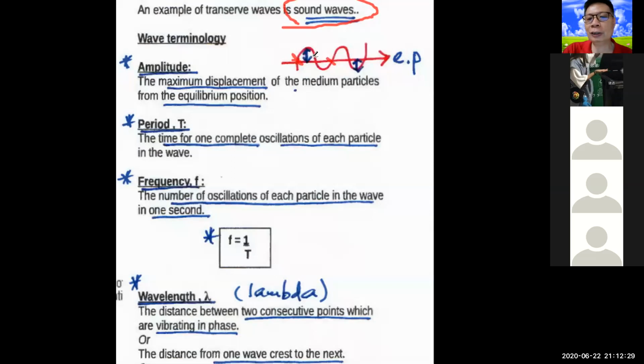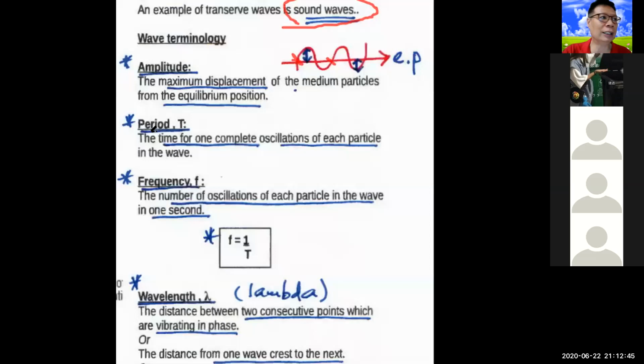So from here to here, how long does it take? That is called the period. Time for one complete oscillation. What is the time taken? From here, moving to here, how long it takes? That is called the period. So remember that.